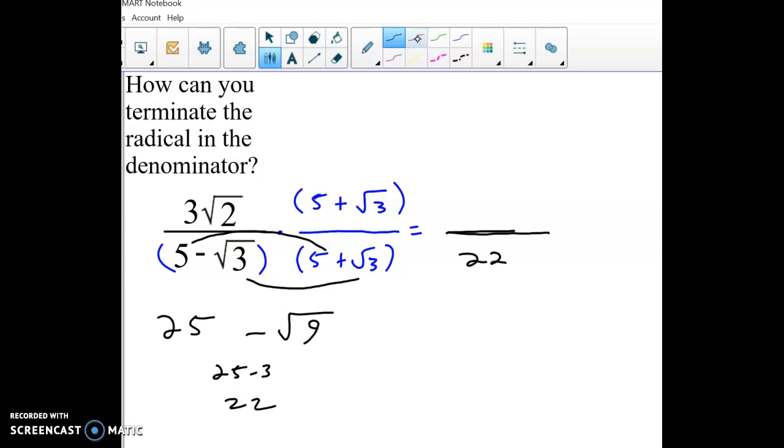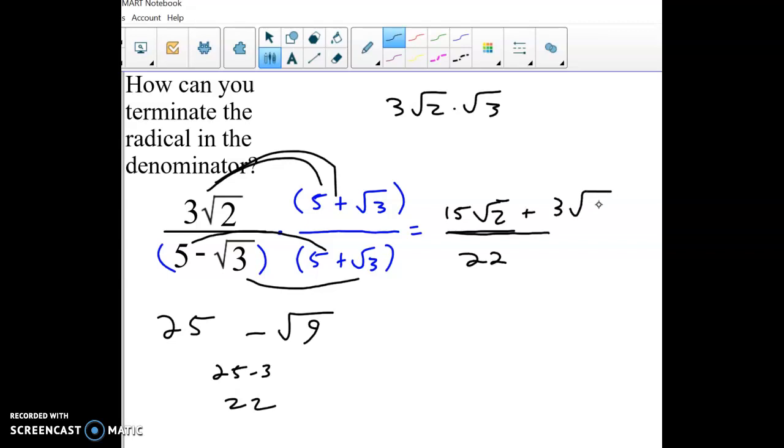All right, numerator then, I'm going to distribute. So 3 radical 2 times 5 would be 15 radical 2. And then 3 radical 2 times radical 3 would become 3 radical 6. All right, and that's it, right? We wiped out the radical in the denominator, and boom, we're done.